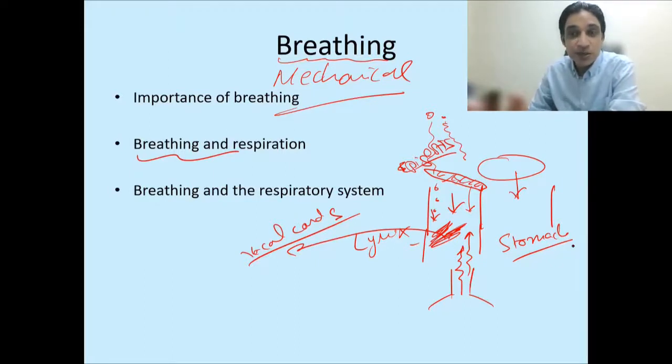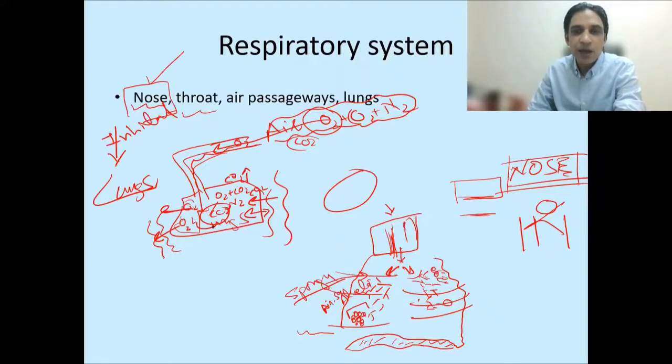So this is what we need to know about the larynx, and after that the air enters into the next part, which we call the trachea.